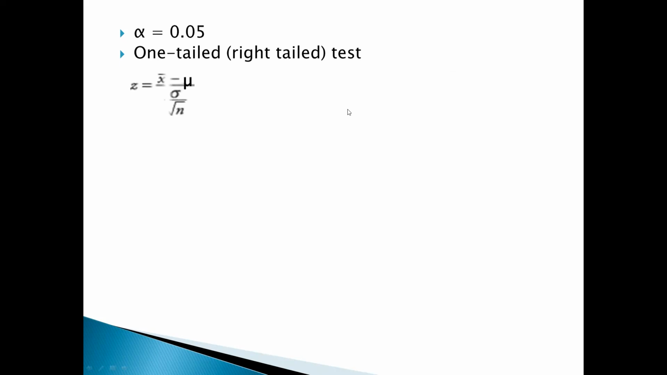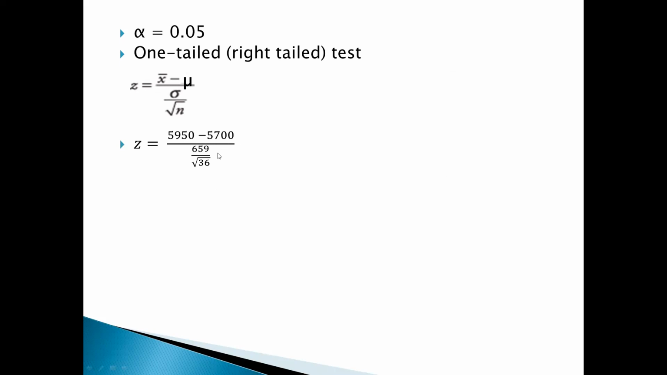So next step, the given alpha is 0.05. And this is a one-tailed test, specifically a right-tailed test, because the claim is greater than the population mean. So if it's greater than, then we use right-tailed test. So for the formula Z, this is a Z test, a one sample Z test to be exact, because we are comparing the population mean and the sample mean plus the population standard deviation is given. So we use the one sample Z test.